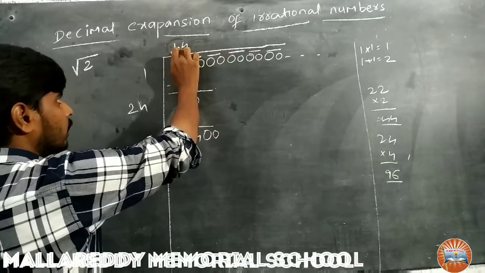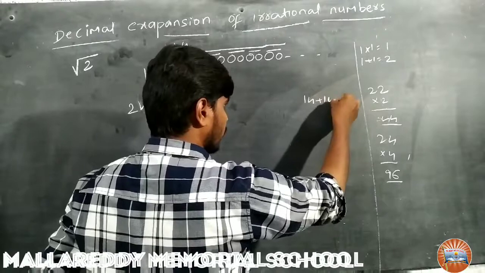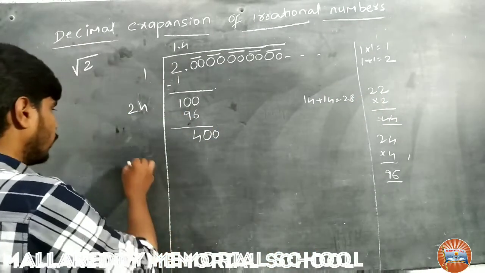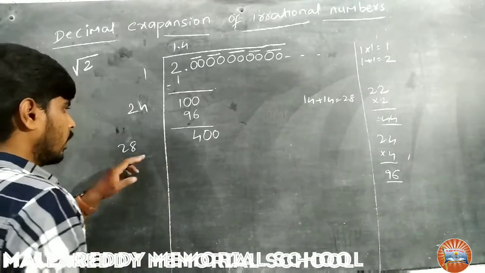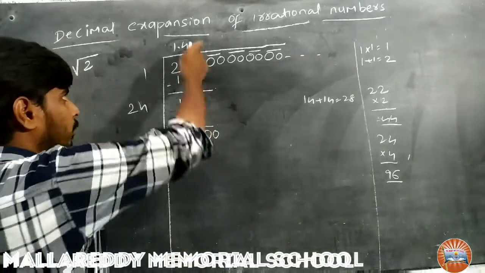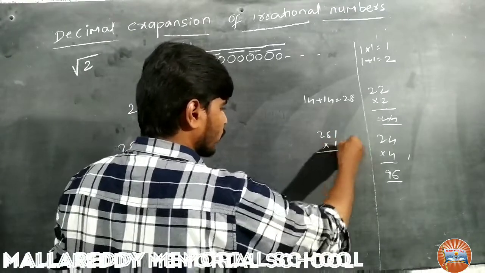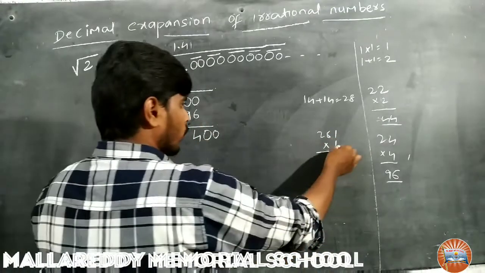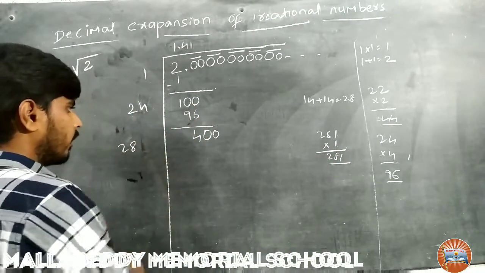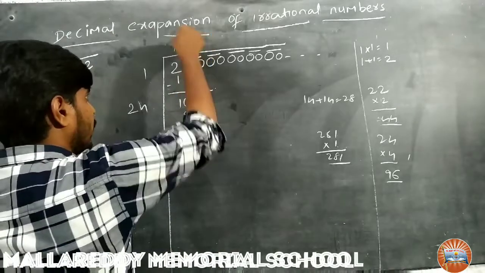Next, forget about this point. Just consider this 14. So 14 plus 14, what becomes? 28. Now write down 28 here. And suppose I take 1 here and replace it here, what becomes? 281 into 1, it becomes 281. So 281 is sufficient for this 400, isn't it? 281 and 1 is here.